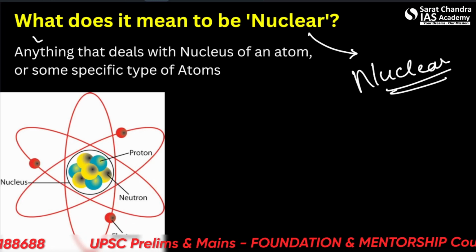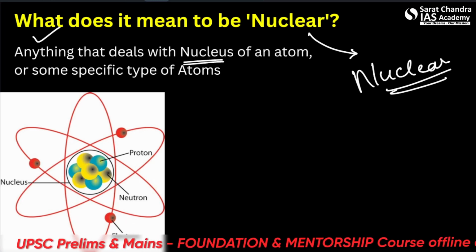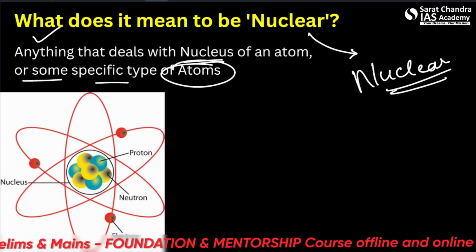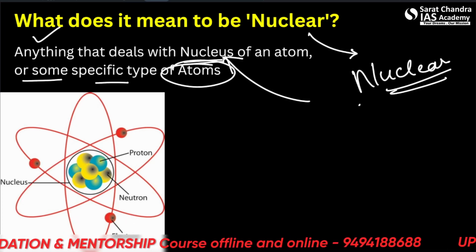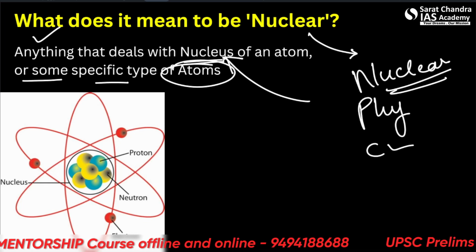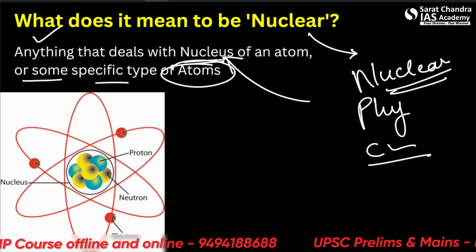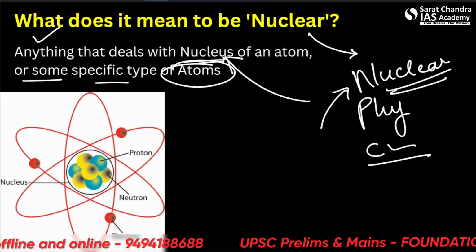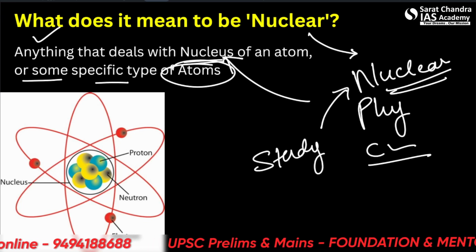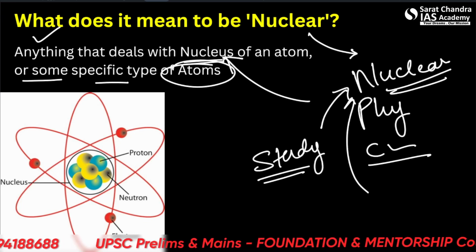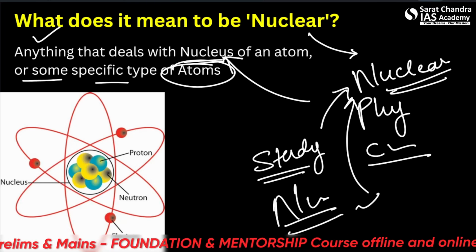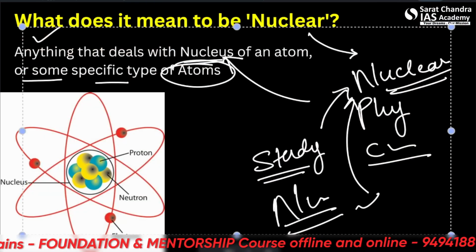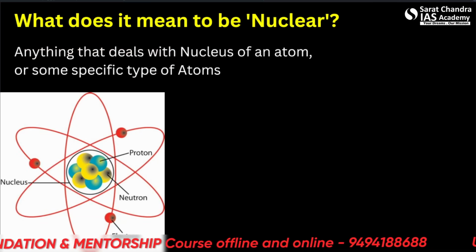Anything that deals with the nucleus of an atom or some specific type of atoms is said as nuclear. Let's say nuclear physics, nuclear chemistry, nuclear anything else. So a study of the nucleus. Nuclear reaction, so reactions that involve the nucleus of any atom. So what is nucleus again? We need to be sure about this as well. What part of an atom is known as nucleus.